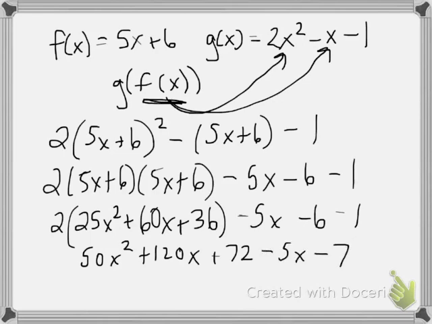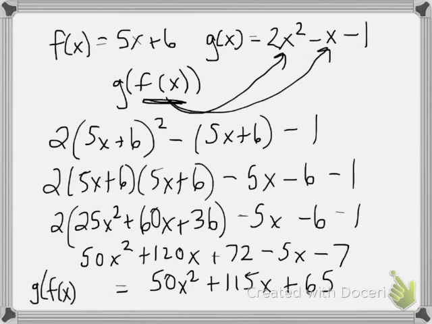I'm going to go ahead and subtract that minus 6 and minus 1 on the end. And now I just need to combine my like terms. All right, so I have 50x squared. I have 120x minus 5x, so I have plus 115x. And then 72 minus 7, which is 65. And this is my new function of what I get when I substitute f of x inside of g.